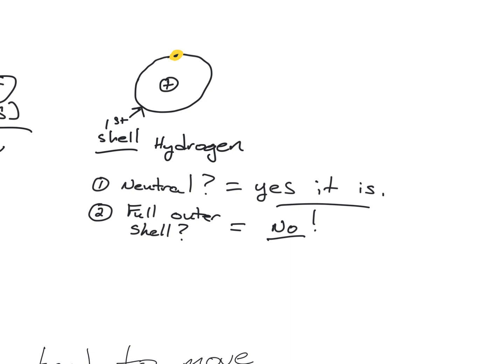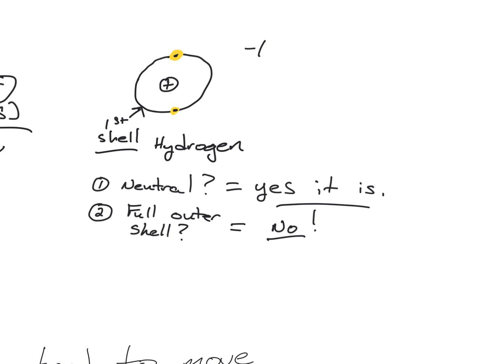So wait a minute. If it's not full, why don't we fill it? Why don't we put another electron in it? If we go ahead and put another electron in there, that would make it full, but now what's 1 minus 2? -1. So this would have a -1 charge. That's no good. We can't do that.